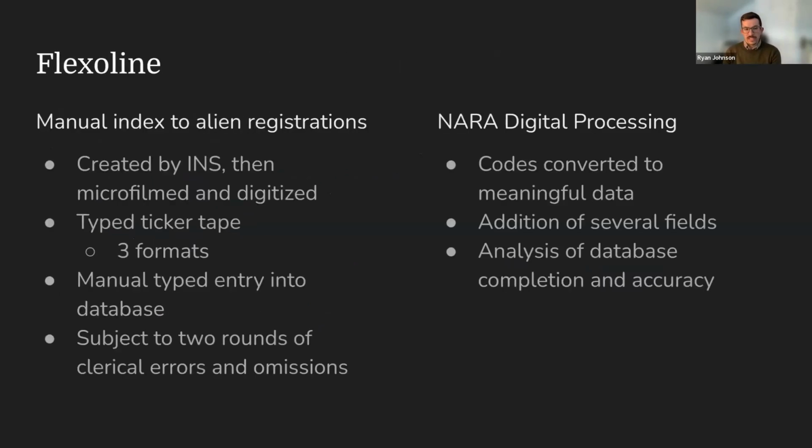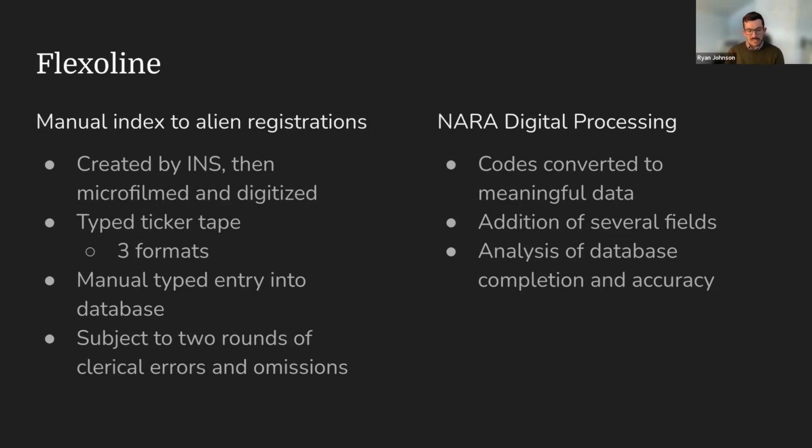Flexoline is that manual index that I referred to earlier that was created by INS to find these alien registrations. It's typed ticker tape. Someone with a typewriter was typing up a bunch of codes. They were cutting those up, alphabetizing them, and gluing them on bigger pieces of paper. They took pictures of those on microfilm, and now that microfilm is digitized.